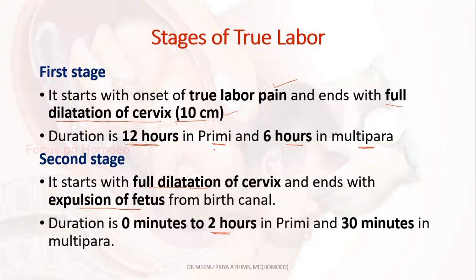So the longest stage of true labor is the first stage. This can be a question: which is the longest stage of true labor? It is the first stage. And then the second stage is 0 minutes to 2 hours in primigravida and a maximum of 30 minutes in multipara.